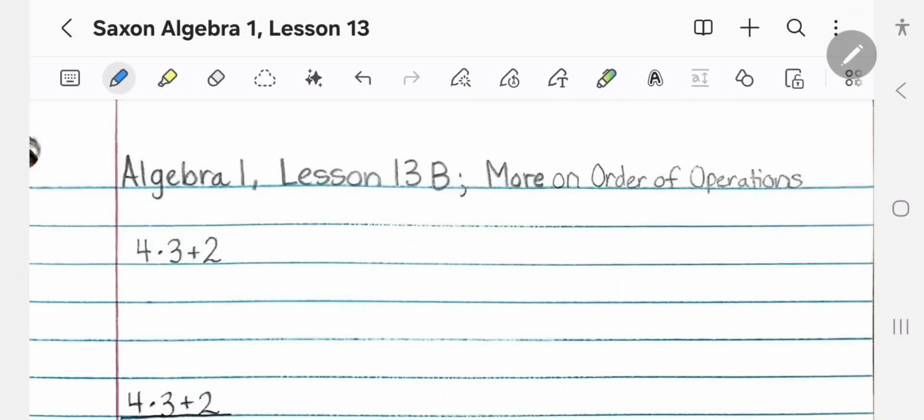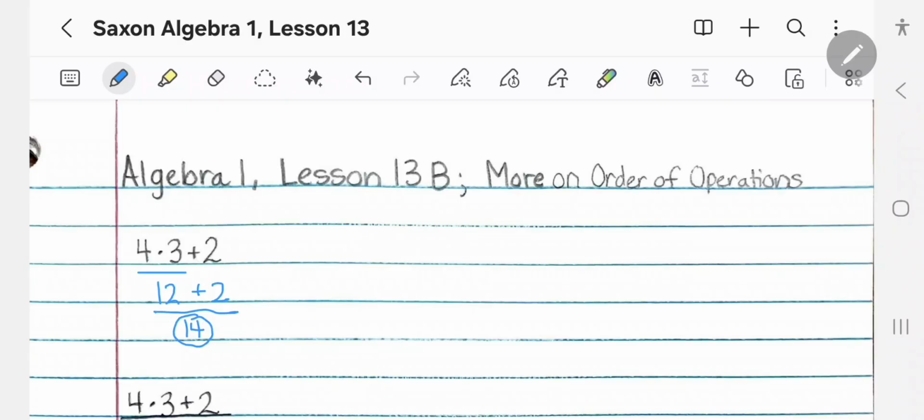This is Algebra 1, Lesson 13b, more on order of operations. We've spent a couple lessons dealing with this problem. We would multiply before we add, and then we would add. We know that that's 14. We've talked about that several times.